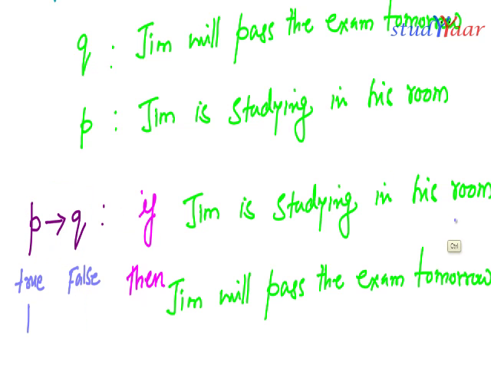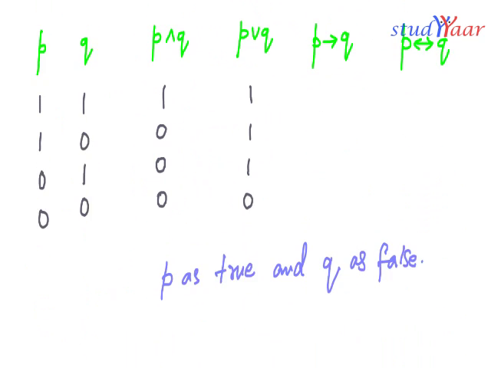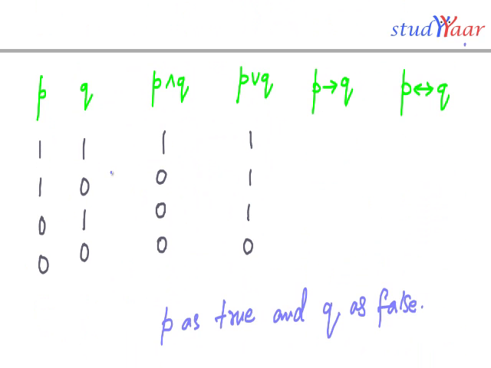Okay, so that was your implication truth table. So we are going to put it down here. So when P is true and Q is false, which means this particular scenario, in that case your implication is going to be false, and in all other cases it is true. Okay, so this was your implication.